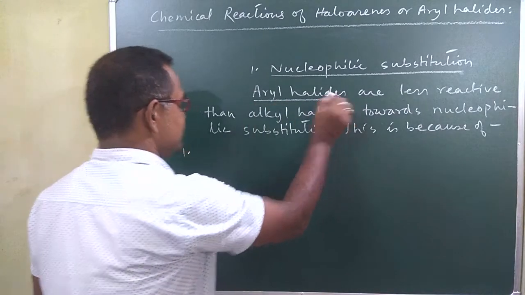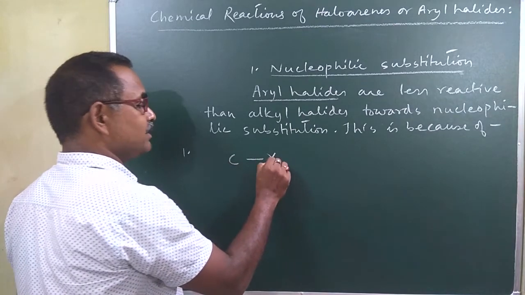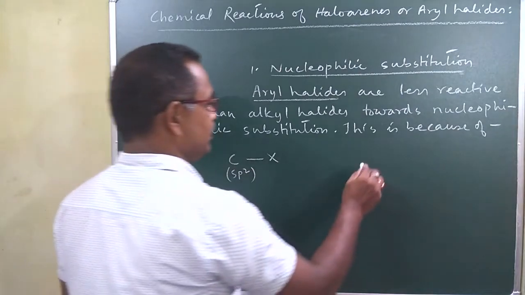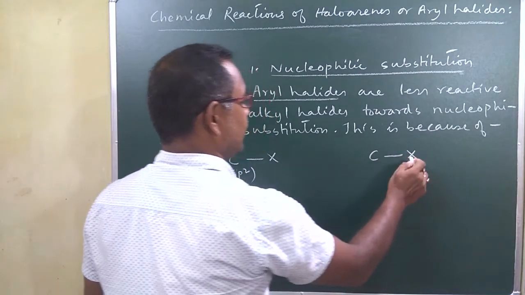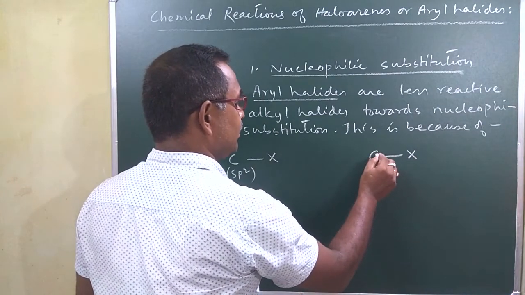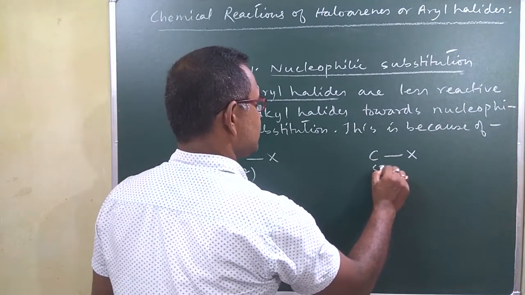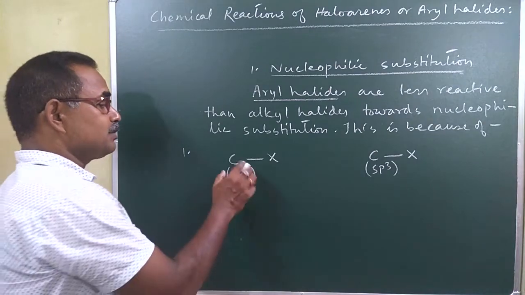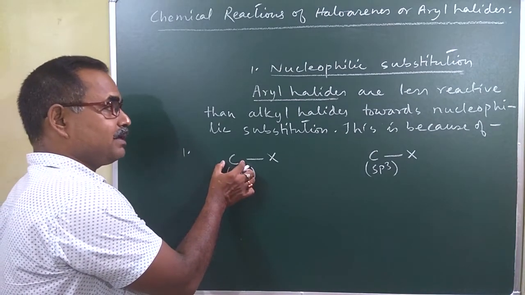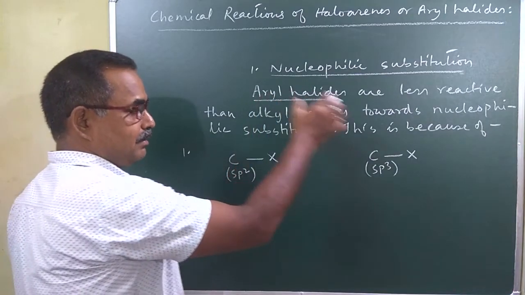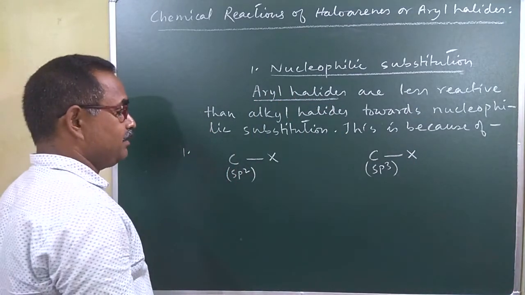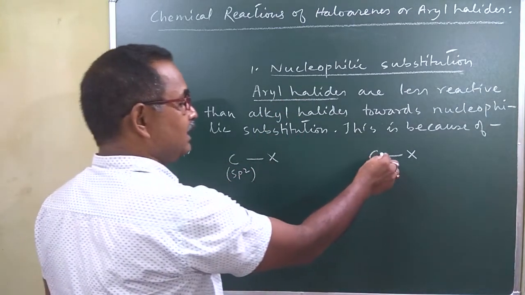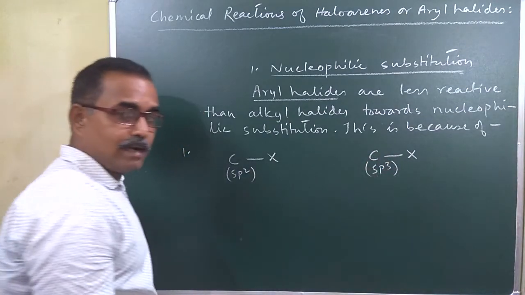In aryl halides, we have a carbon halogen bond in which the carbon atom is sp2 hybridized. But in alkyl halides, the carbon halogen bond has a carbon atom with sp3 hybridization. So the nature of hybridization of the carbon is different in aryl halide compared with alkyl halide. In aryl halides, the carbon undergoes sp2 hybridization, while in alkyl halides it undergoes sp3 hybridization.